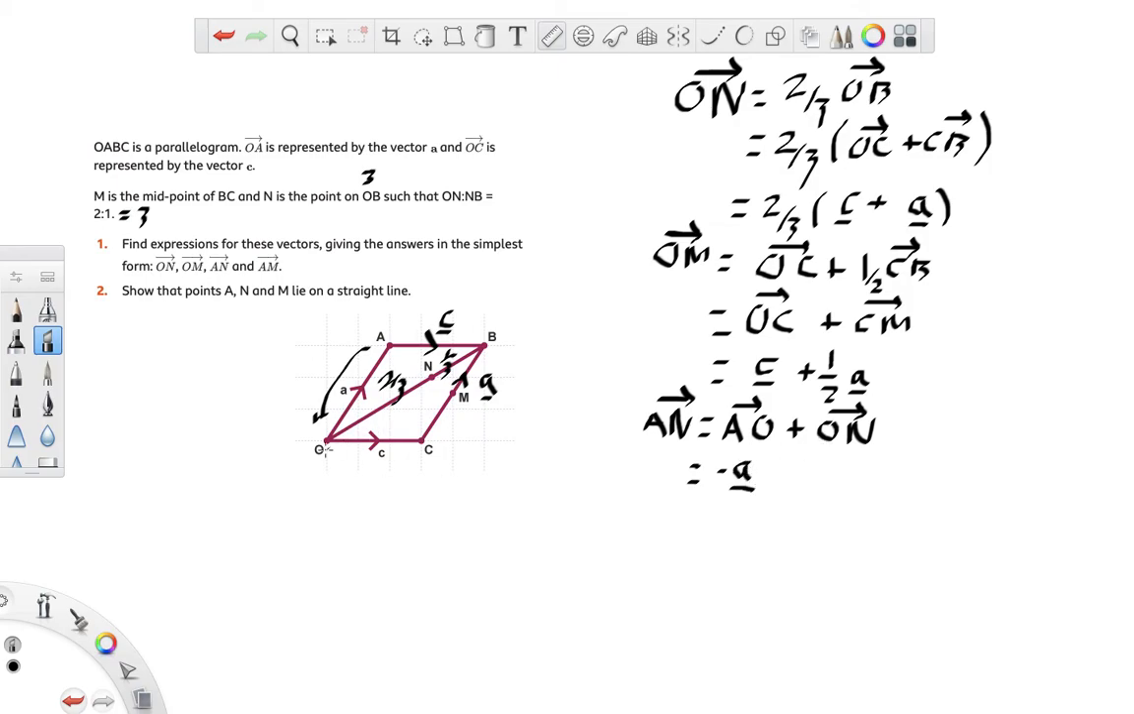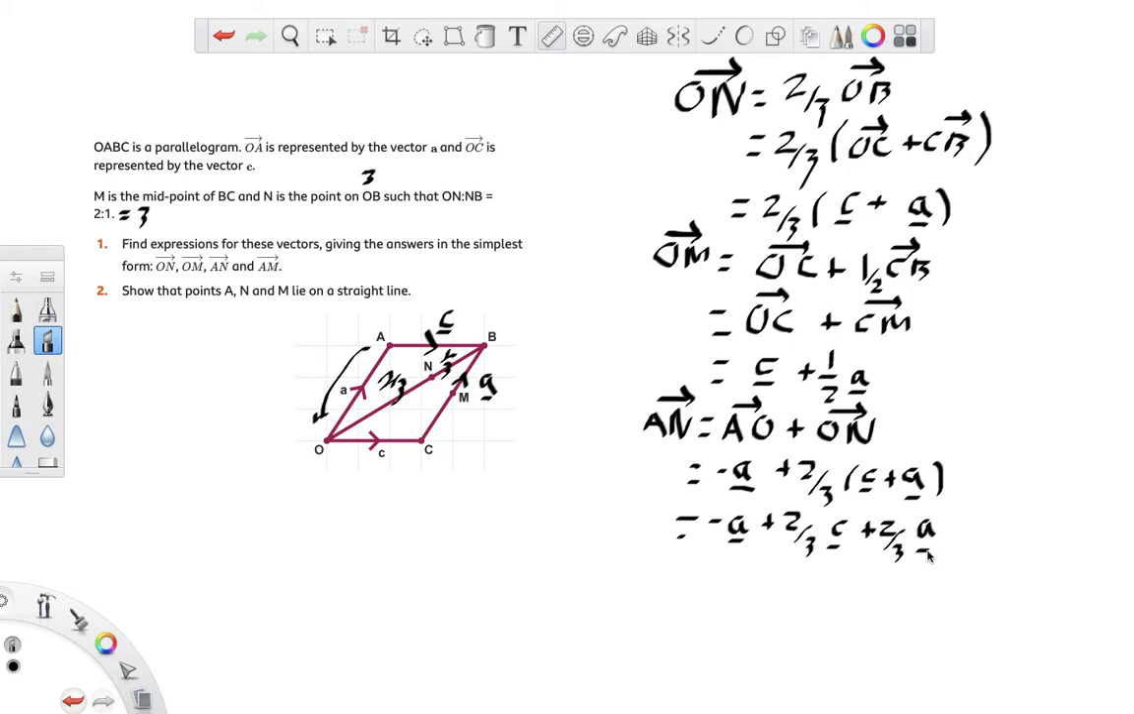Then we've got O to N. Well, we already worked O to N out, and we knew that that was 2/3 of C plus A. So then all we need to do is simplify this, so we get minus A, underline that, minus A plus 2/3 of C plus 2/3 of A. And then we've got to do 2/3 minus 1.